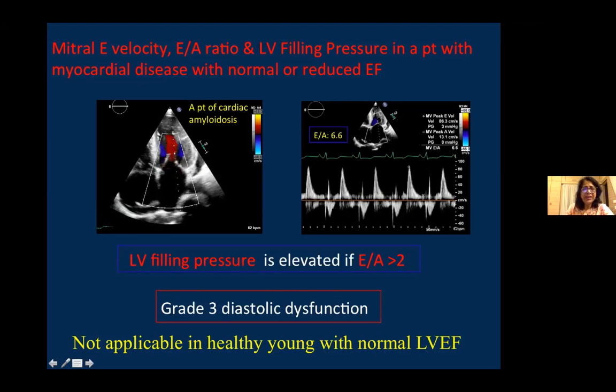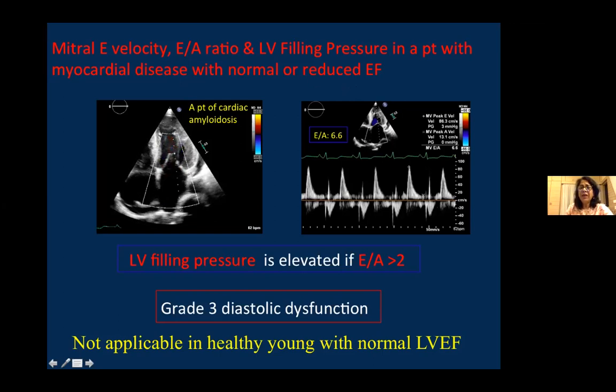So as per the latest ASE guideline, if you get a pattern like this, we say that LV filling pressure is elevated, and we grade it as grade 3 diastolic dysfunction. Without any parameters, we can say it's a grade 3 diastolic dysfunction having very high LV filling pressure. But we must remember that this patient should have a myocardial disease, either with normal or reduced ejection fraction.